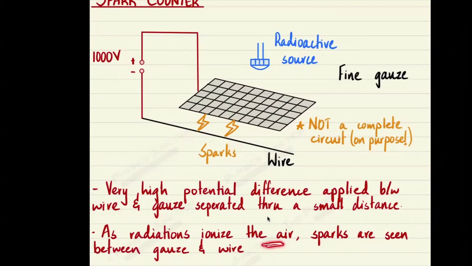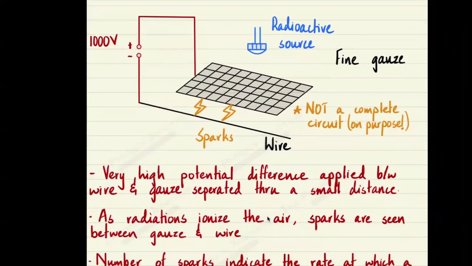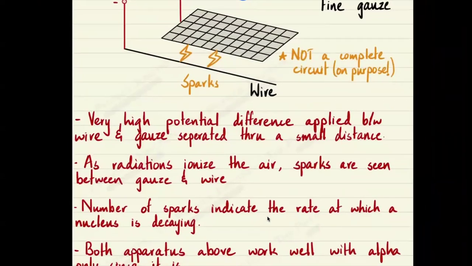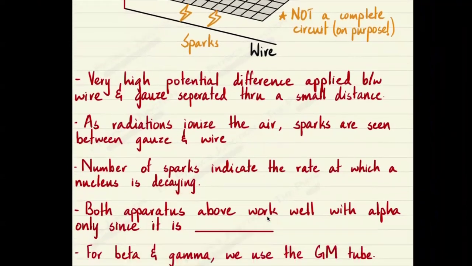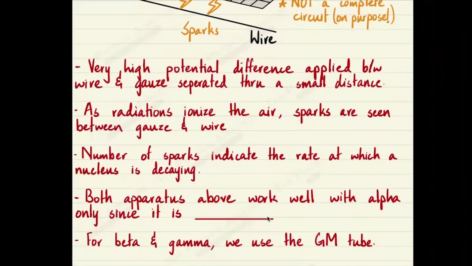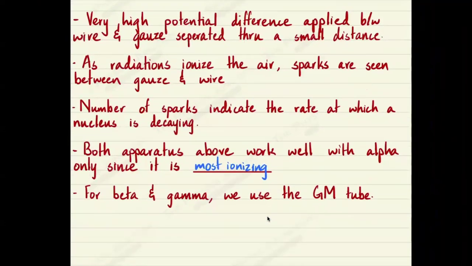As radiations ionize the air, sparks are seen between the gauze and wire. And the number of sparks basically indicates the rate at which a nucleus is decaying. As I said repeatedly, both apparatus work well with alpha only, since it is the most ionizing. For beta and gamma, we use the third apparatus, which is known as the GM tube.